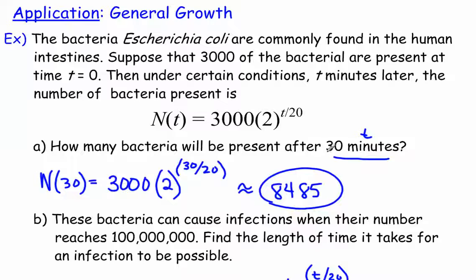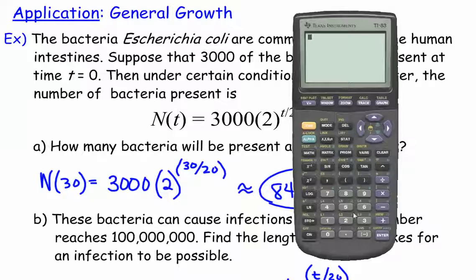We want to know how many bacteria are going to be present 30 minutes later. Well, they're telling me the t, I just simply plug it in. Now I've written it out here. How do I put it in my calculator? Well, I would do 3,000 times 2 and then raise 2.